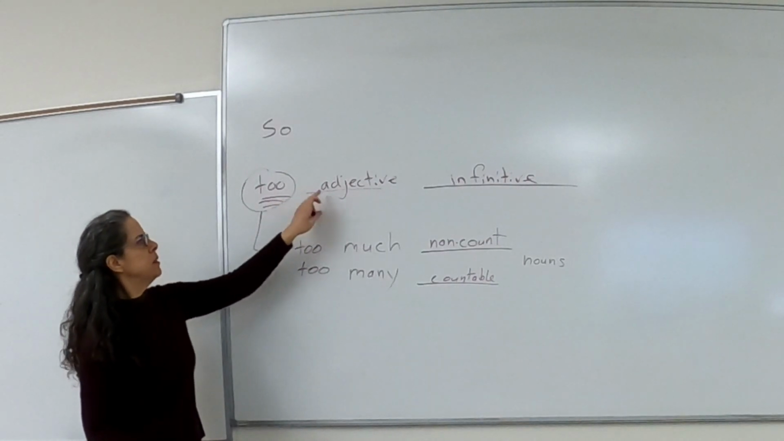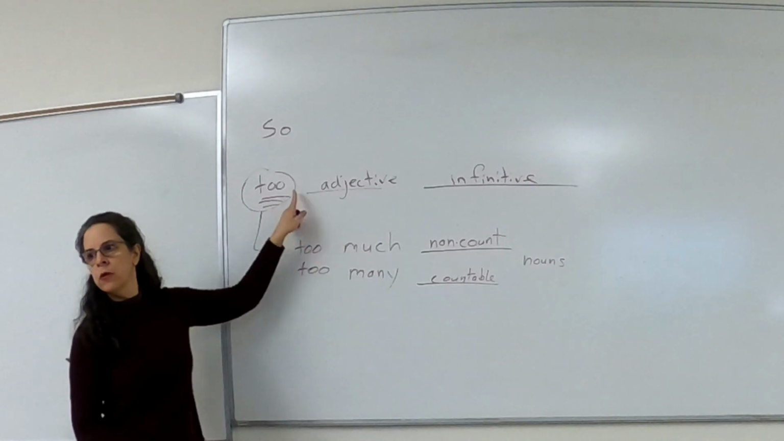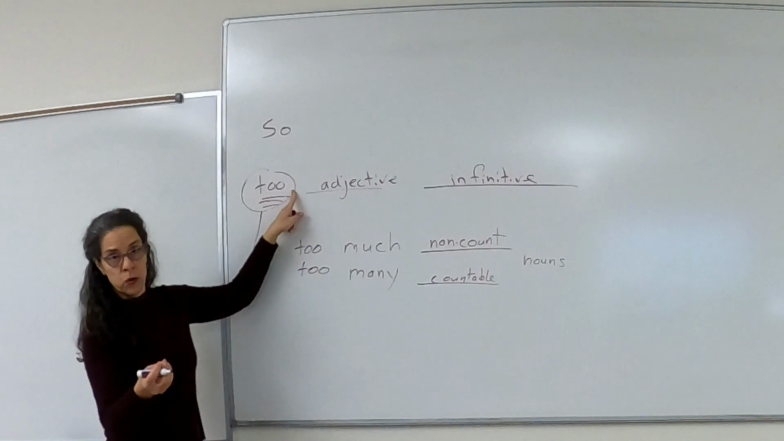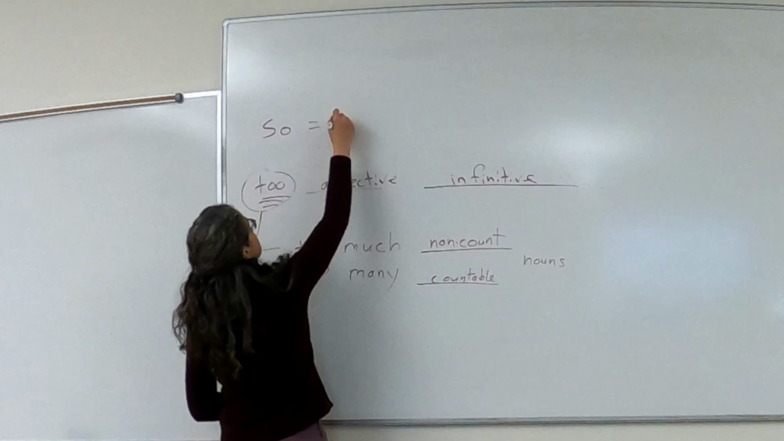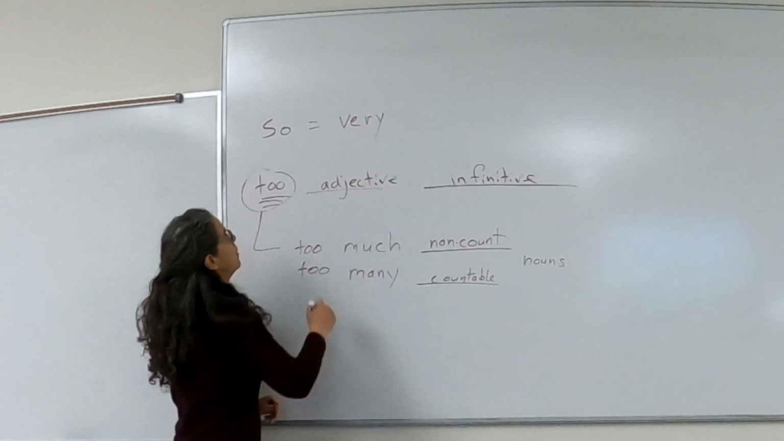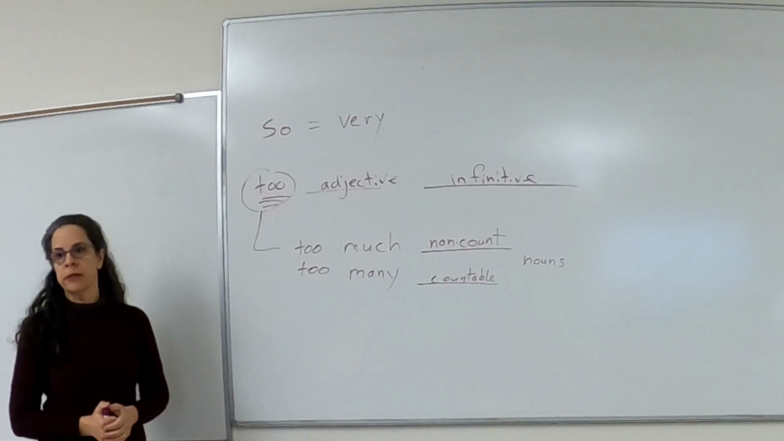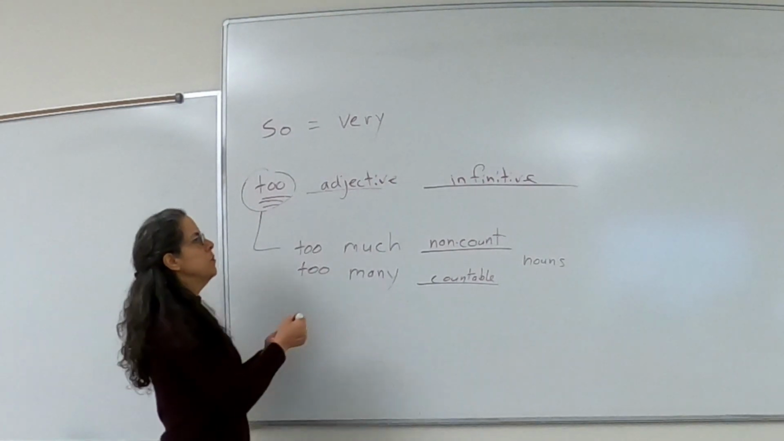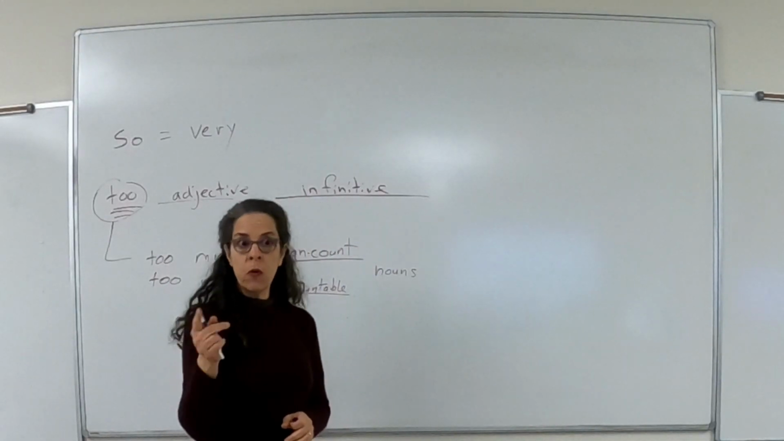So many students, in the situation where they're doing "too" plus an adjective, use the "too" in the wrong way. What they're really trying to use is the "so." Okay, so the "so" is similar to "very." How difficult was the test? It was so difficult. You can use "too difficult," "so difficult." Okay, so "too" could have a negative meaning. There's a different meaning if I use "so" or if I use "too."